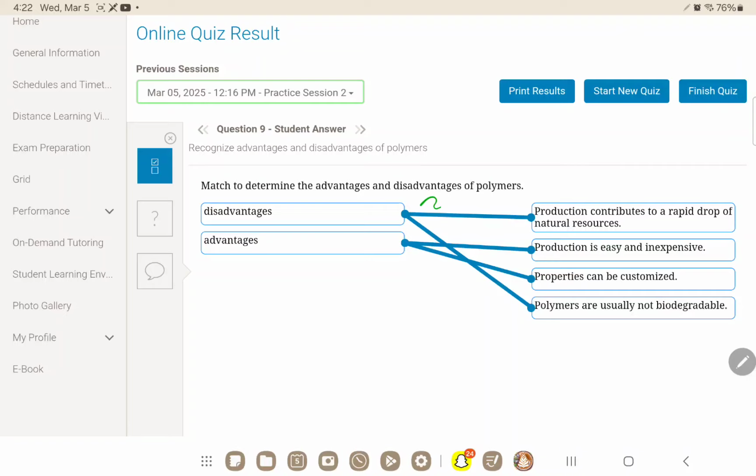This question, you don't even have to know the lesson to know the answer, but disadvantages: contributing to a rapid depletion, and that they are usually not biodegradable. Whereas advantages is they're easy and inexpensive, and they can be customized. You can make whatever you want in a lab with polymers.